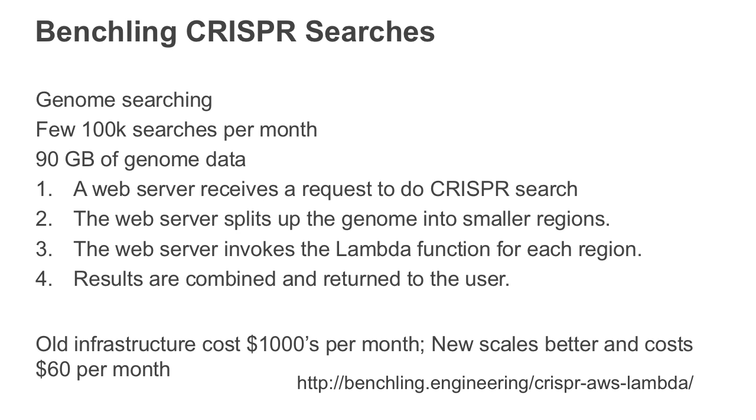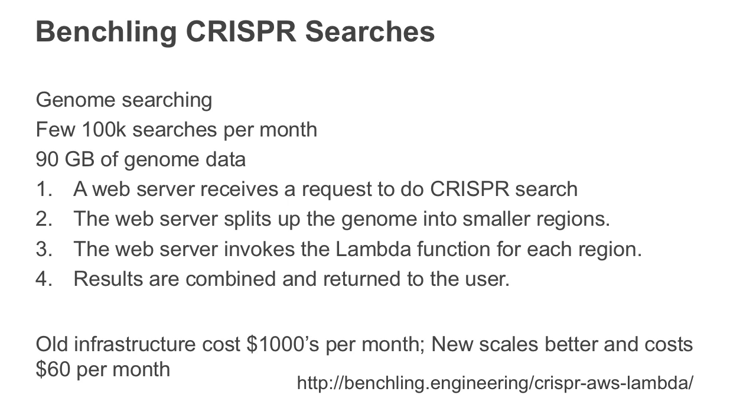Another neat one that I found was Benchling. Basically, Benchling is doing genome searching, and they do a few 100,000 searches every month, looking through about 90 gigabytes of data. And they've transitioned from this old infrastructure using physical boxes and EC2 instances to a new infrastructure that uses Lambda. That Lambda infrastructure has saved them a huge amount of money.